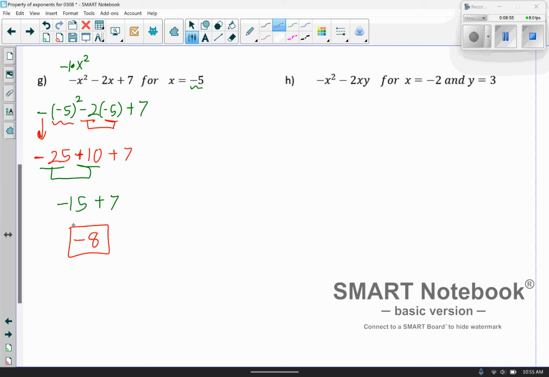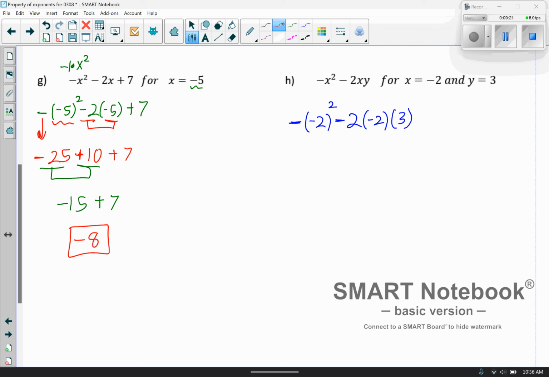Okay, our last one looking here, this one looks interesting. So negative x to the power of 2 minus 2 times x times y. So we'll substitute our values in. So I've got that negative out front, and then for x, I'm going to plug in negative 2 and square it. And then minus 2 times my x value, which is negative 2, and then times my y value, which is positive 3.